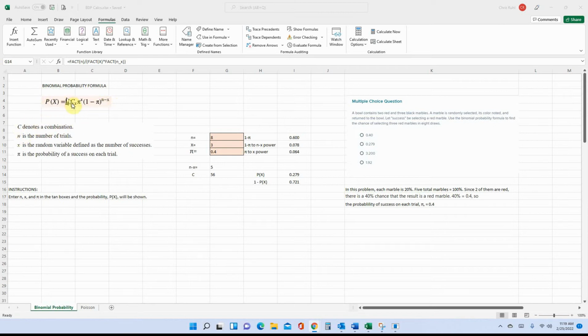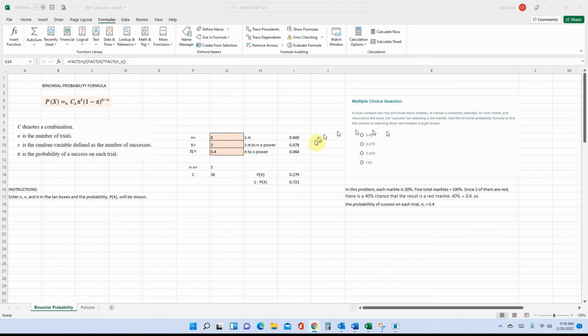C denotes combination. It's here. N is the number of trials. X is the random variable, which really you should think of as the number of successes. And pi is the probability of success on each trial.